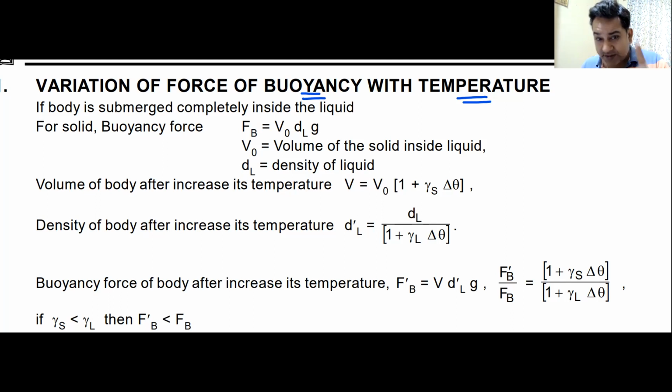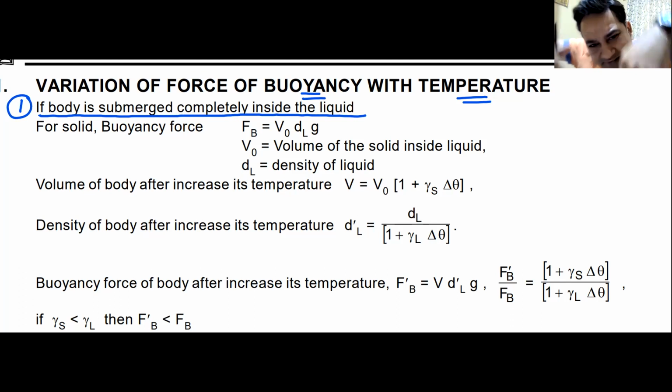Now this is the case only and only when the body is submerged completely inside the liquid. So the body is already inside the liquid, the body already sunk. So we are just doing the case when the body has already sunk. Do we understand this case? Yes, sir. For the solid body, what is the buoyant force? It is V naught, the entire body is inside. So V naught into dL into g. Do we understand this? Yes, sir.